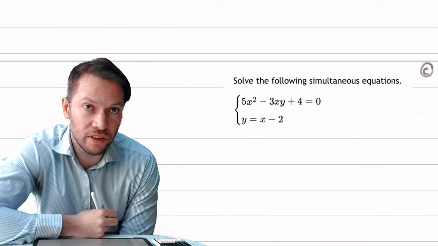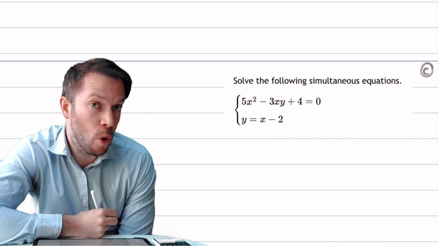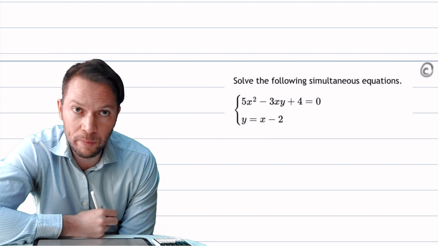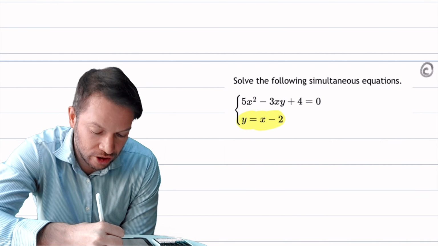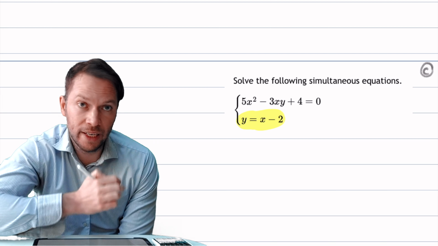Hi, in this video we're going to solve simultaneous equations where one of the equations is nonlinear. And what do I mean by nonlinear? Well, the linear equation is the one that if you were to sketch it, it would give you a straight line. Linear means straight line.